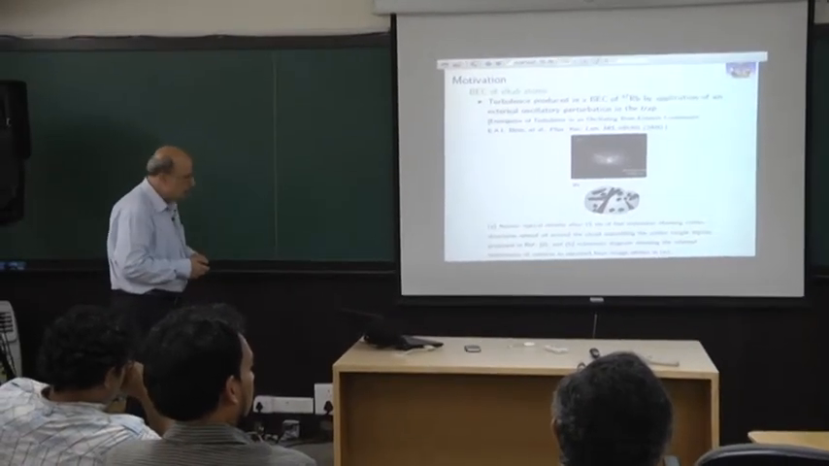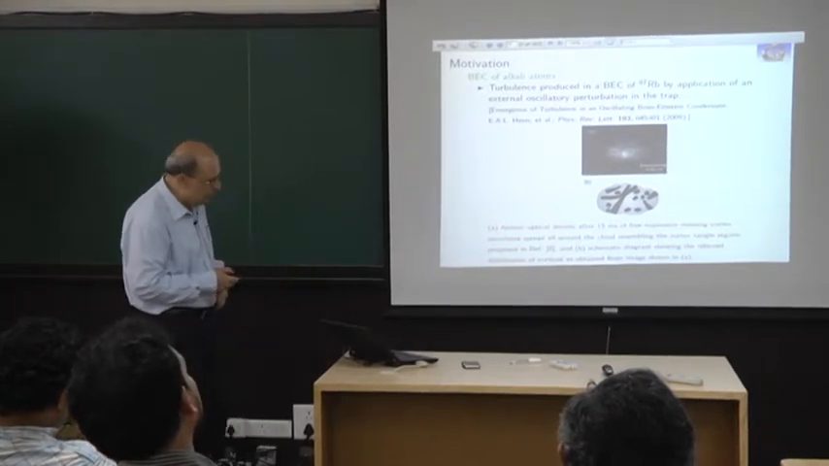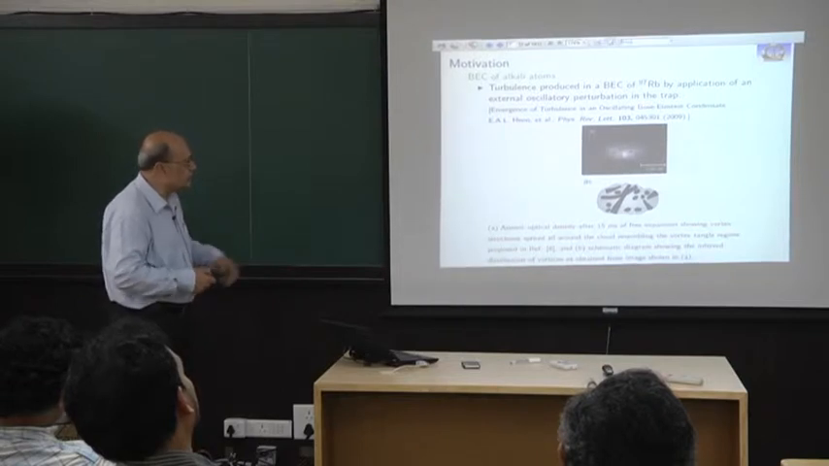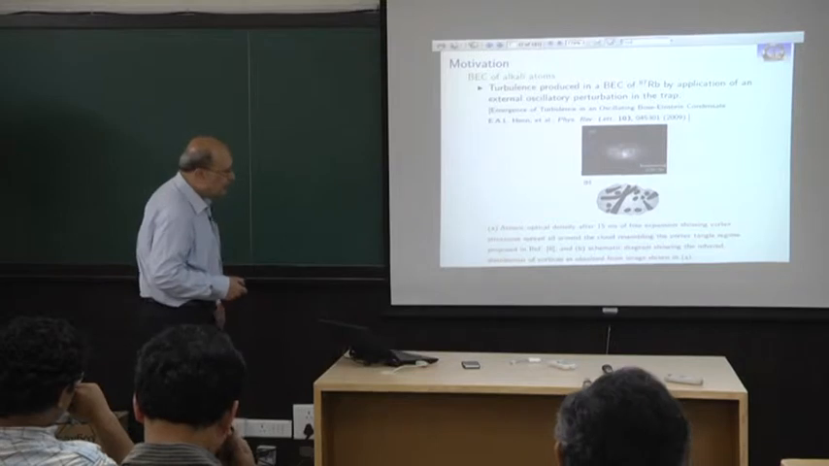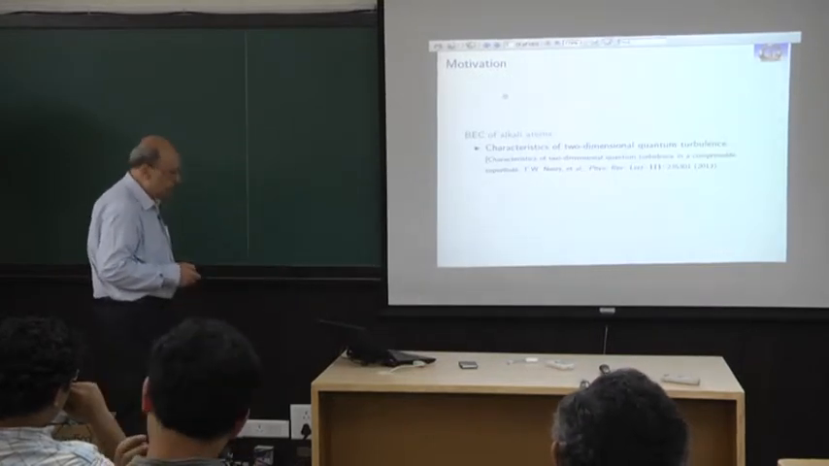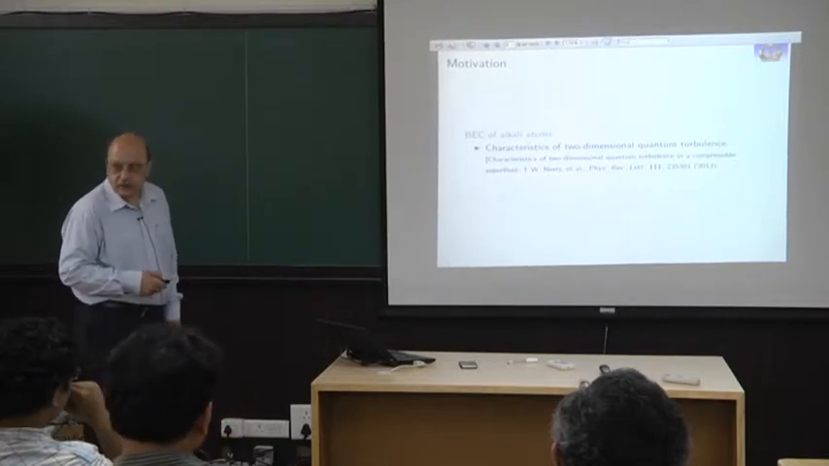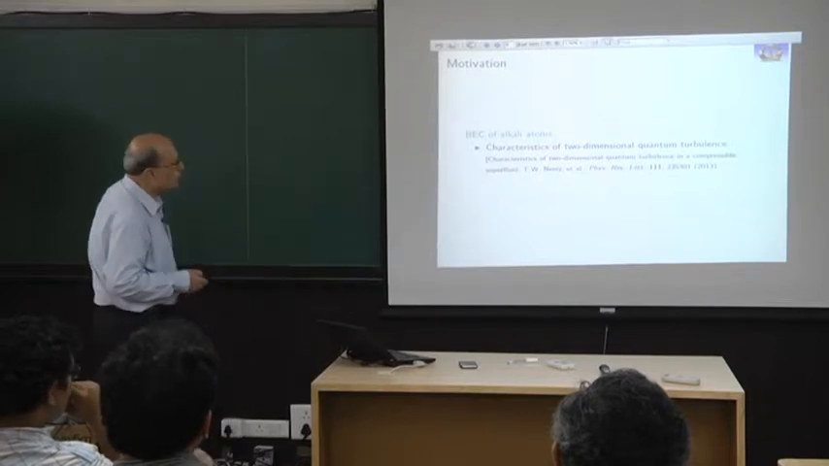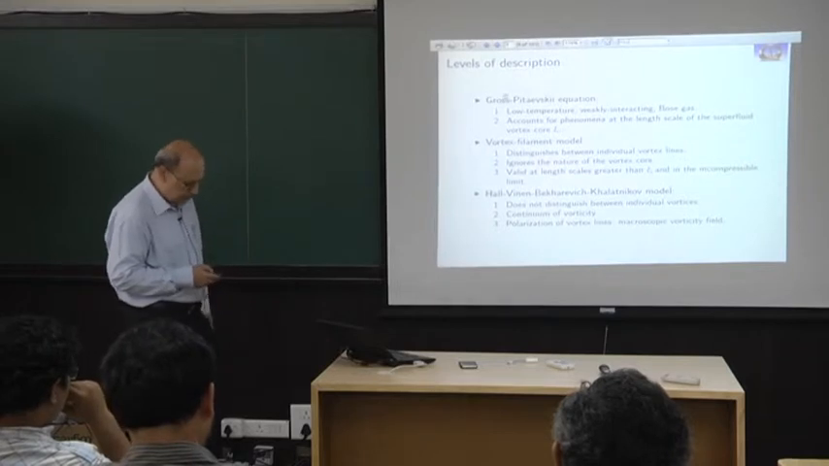A new setting, it has also been observed in Bose-Einstein condensates of alkali atoms, for example, of rubidium-87, by applying some external oscillatory perturbation, and you can get turbulence here too. And of some relevance to my talk, you can also get two-dimensional quantum turbulence, because as you will see, at least in this talk, I will concentrate on two-dimensional superfluid turbulence.